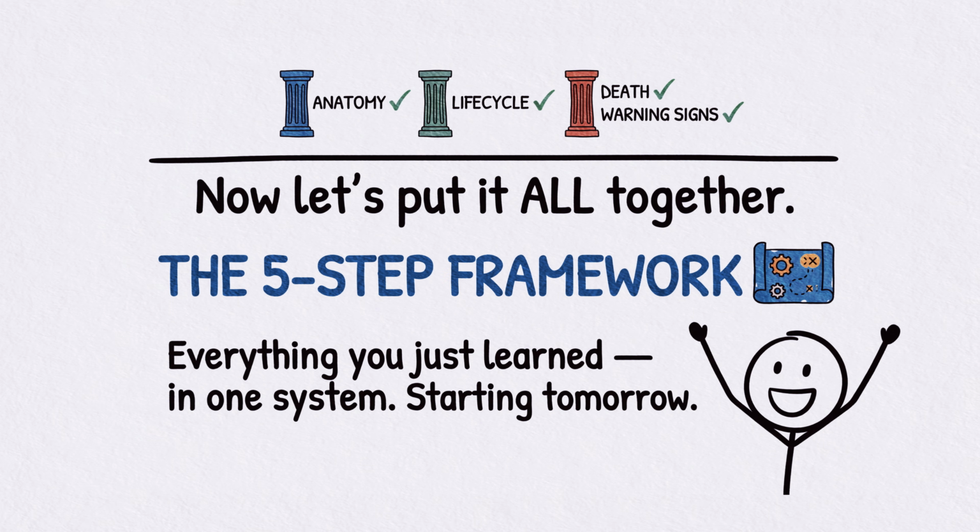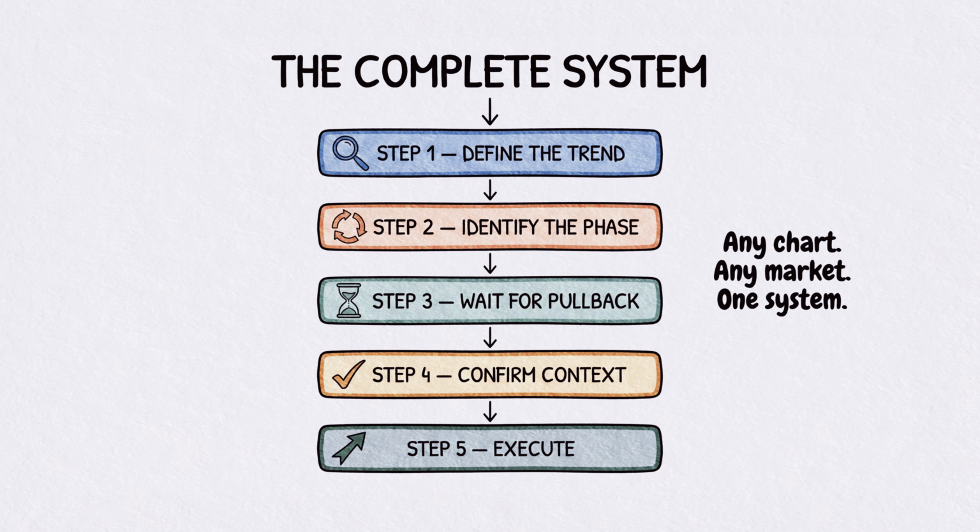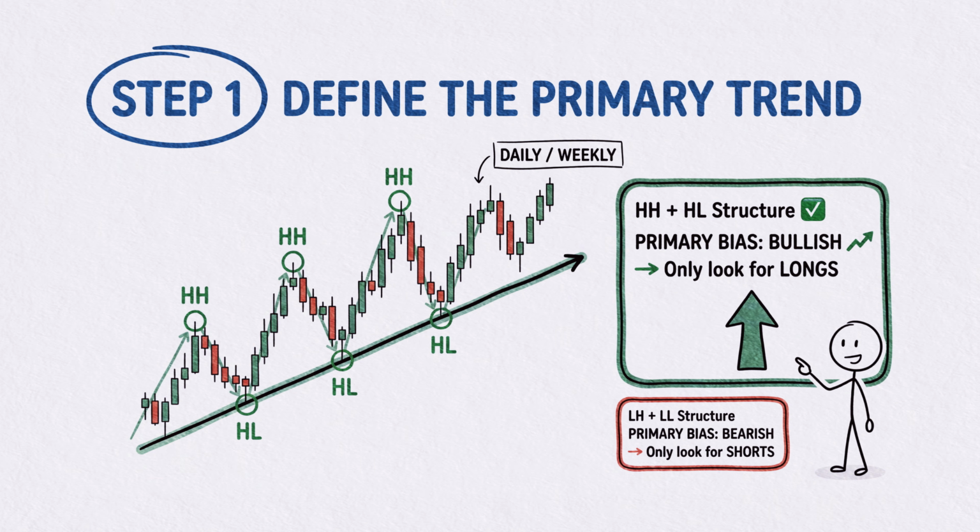Theory is done. 3 pillars: anatomy, life cycle, death. Now let's put it all together into a 5-step framework you can use tomorrow. This is what you came for. 5 steps, 1 framework. Everything from the last 12 minutes, compressed into a system you can apply to any chart, any market, starting tomorrow. Step 1.